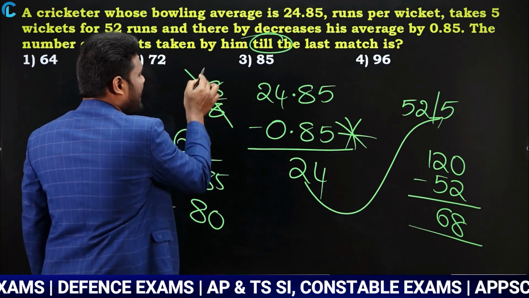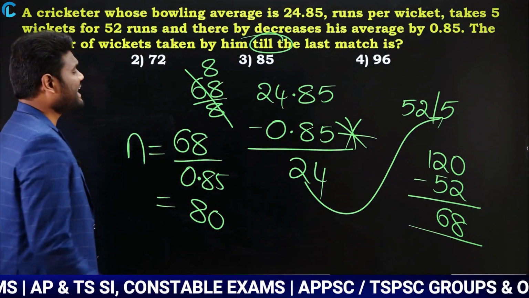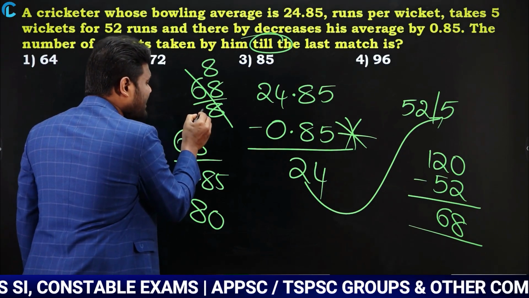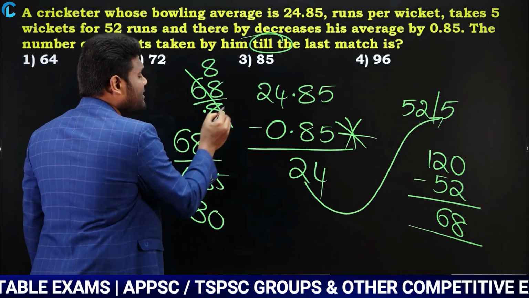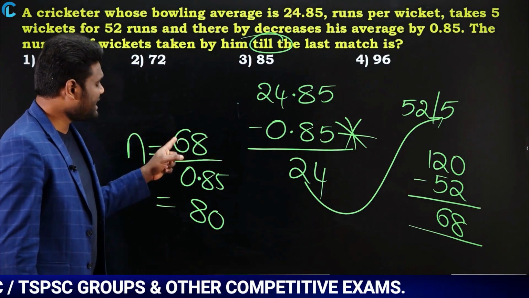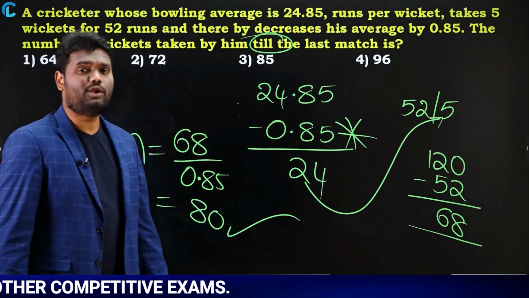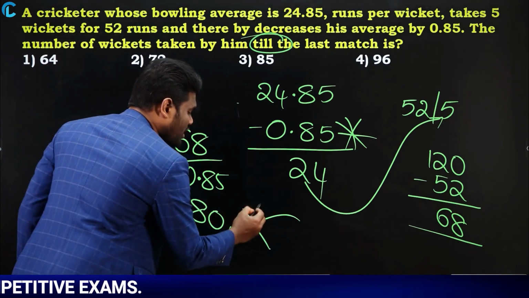If it is 68 divided by 8 times, it is going to be 64, yes or no? But it is not 8, it is 0.85, yes or no? That is the reason, if you calculate this, 68 by 0.85 is nothing but 80, which means the n value is 80. But don't forget, this is not the answer.